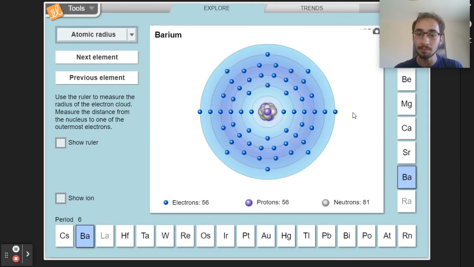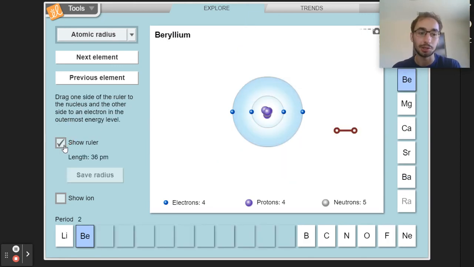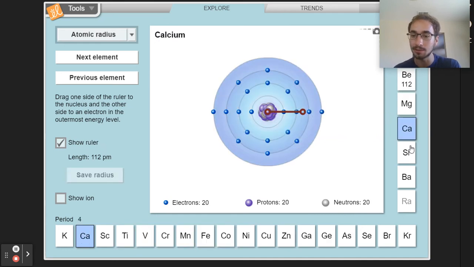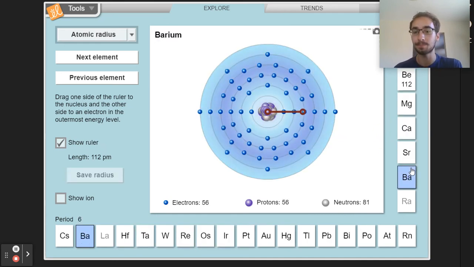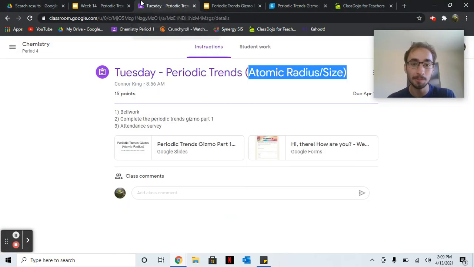And then barium, to figure out barium, you'd want to count each ring to figure out how many energy levels barium has. And then to find the radius, click show ruler, grab it, put 1 in the center, and then the outside. That's the radius of the atom, 112. And then click save. And then to find the rest, just keep going down the list. Yep, that's all you're doing today. We'll finish the rest of the slides tomorrow.